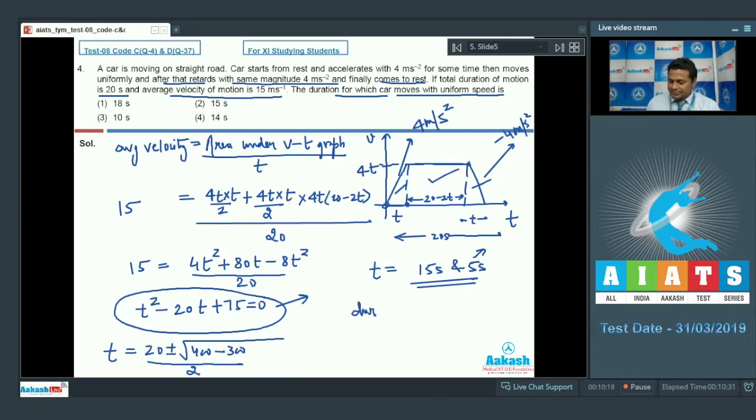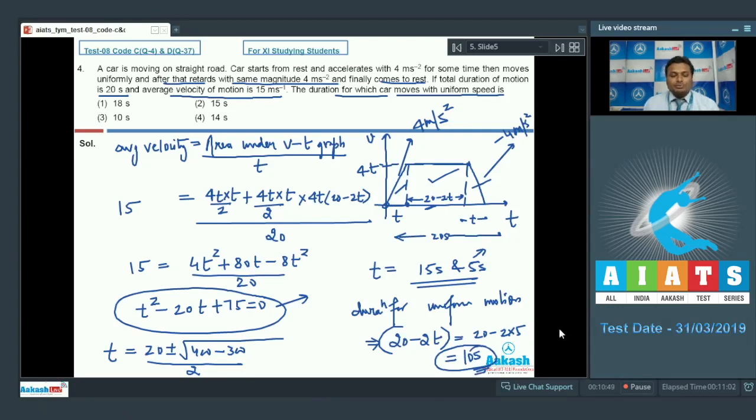So the duration for uniform motion will be 20 minus 2t, that is 20 minus 2 into 5, and after solving we will get 10 seconds. So the car will travel with a uniform speed for a duration of 10 seconds. So we will go with option number 3, which is absolutely correct. Now let us proceed to the next question, that is question number 5.